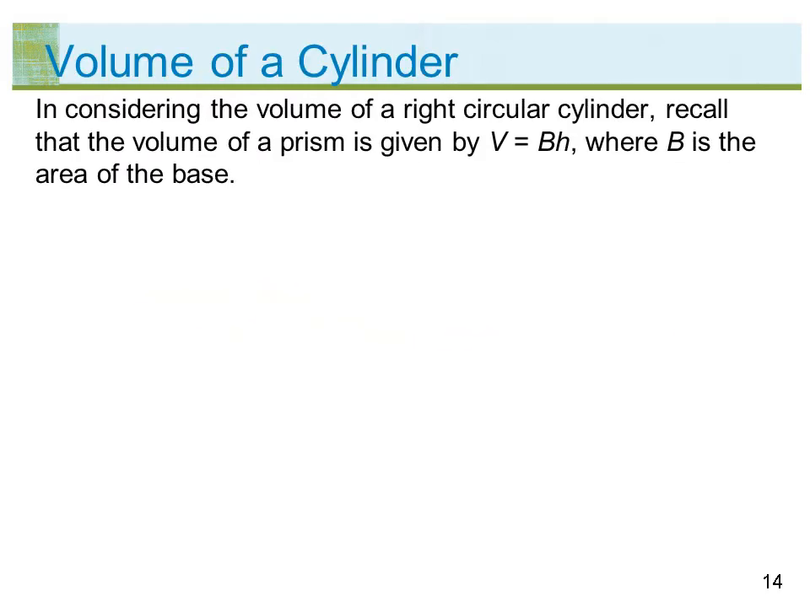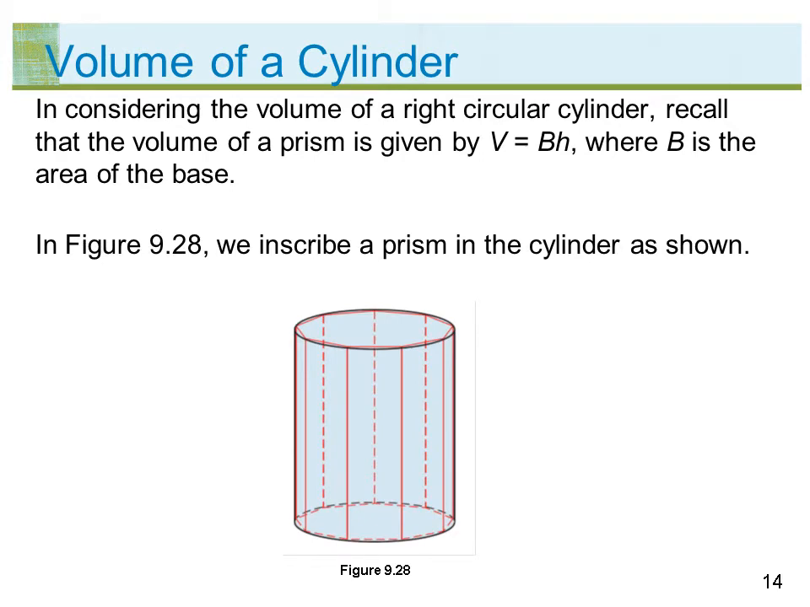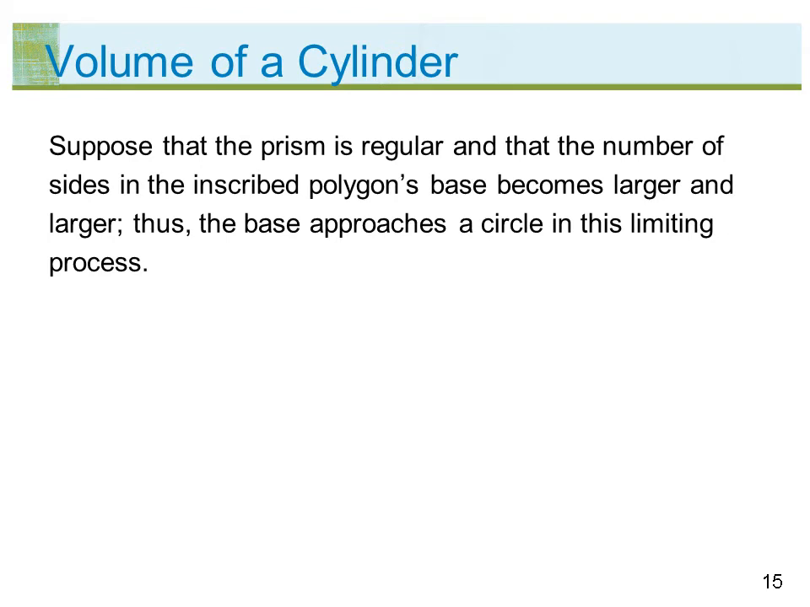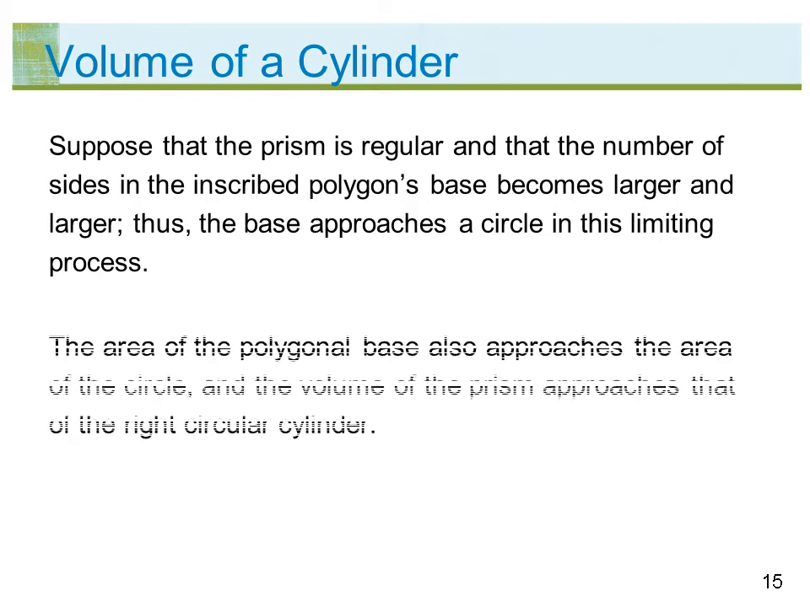In considering the volume of a right circular cylinder, recall that the volume of a prism is given by V equals Bh, where B is the area of the base. In Figure 9.28, we inscribe a prism in the cylinder as shown. Suppose that the prism is regular and that the number of sides in the inscribed polygon's base becomes larger and larger. Thus, the base approaches a circle in this limiting process. The area of the polygonal base also approaches the area of the circle, and the volume of the prism approaches that of the right circular cylinder.